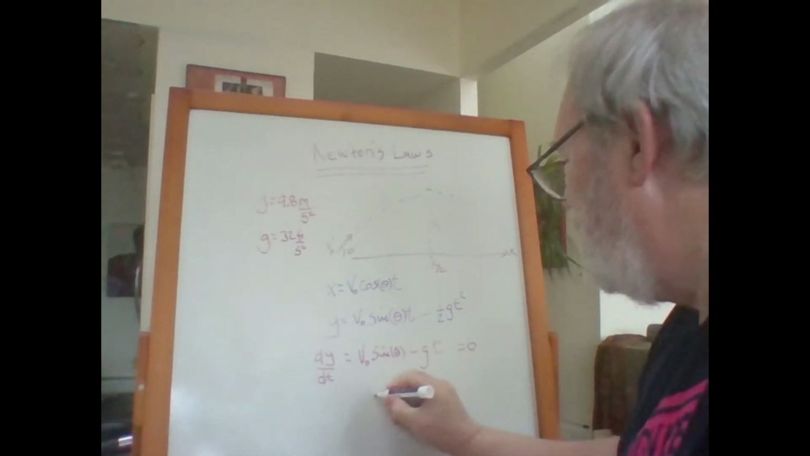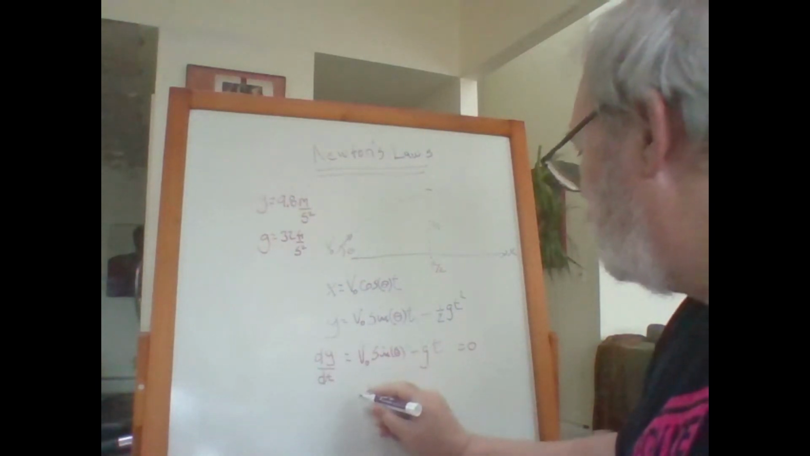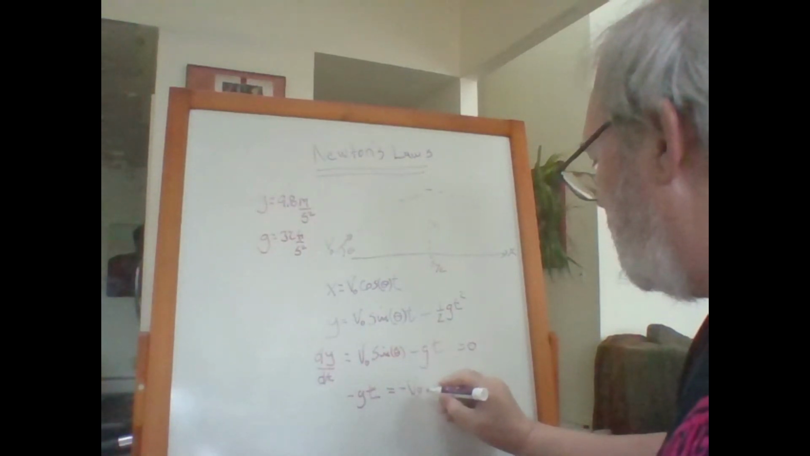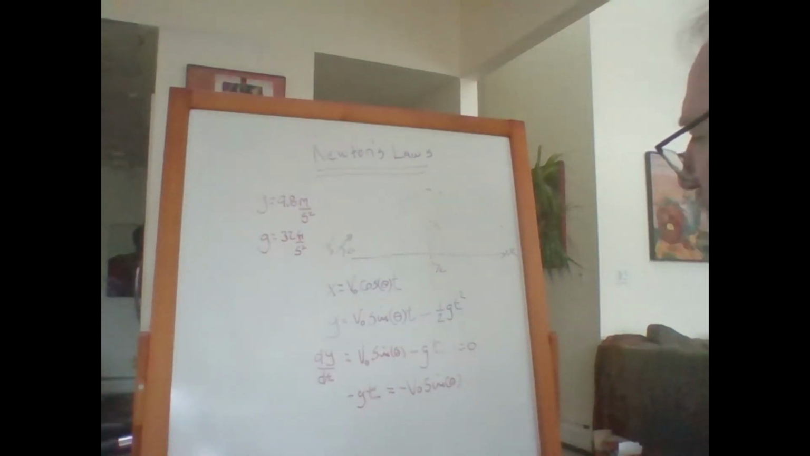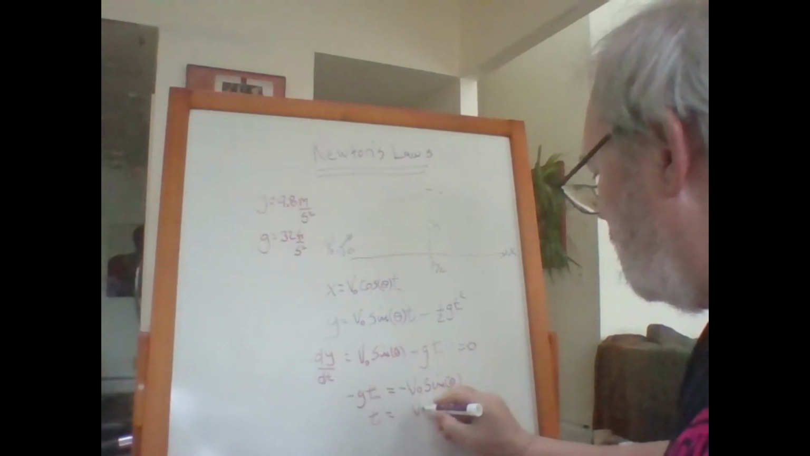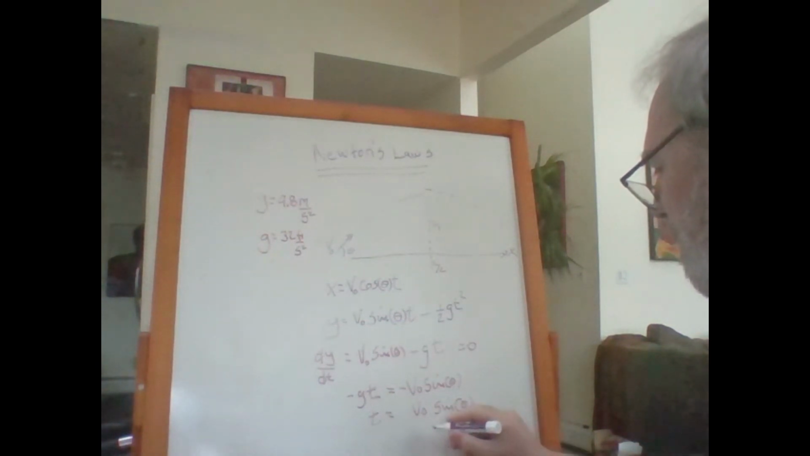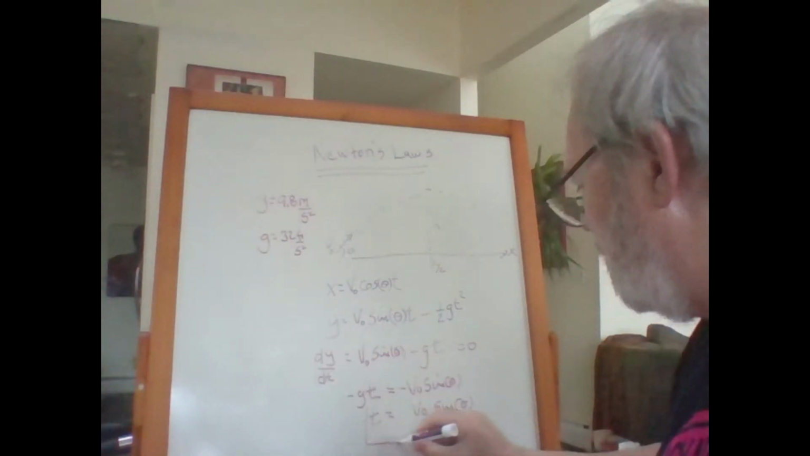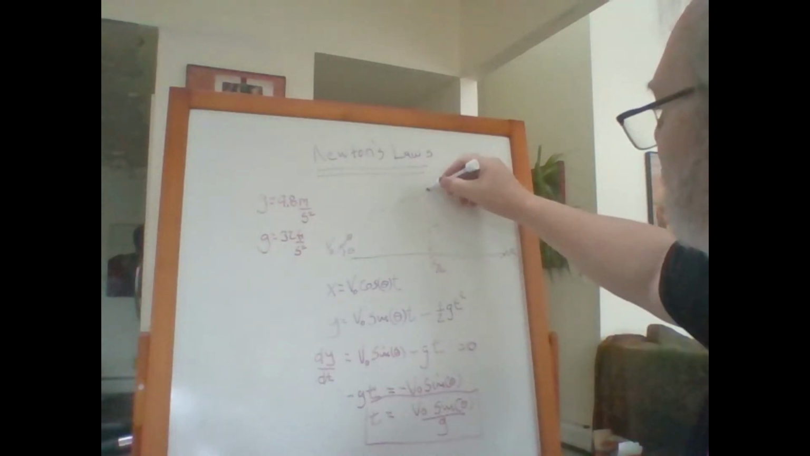So we got minus g t equals minus v naught sine theta, and t then equals v naught sine theta over g. And that is the time it takes to get to the maximum.